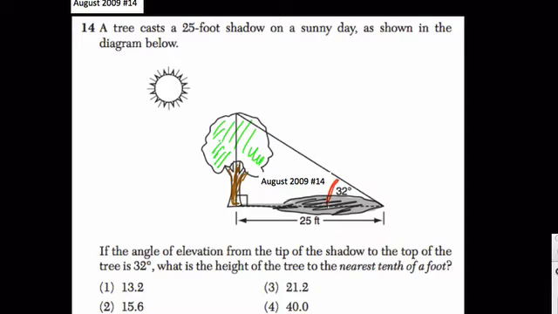So they label this angle right here, right? They're referring to this angle. And they want to know what's the height of the tree, to the nearest tenth of a foot. So what can we do here to solve it?